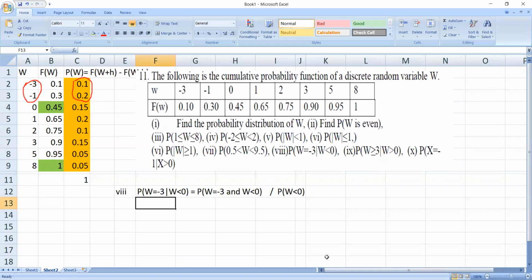Okay. So by using the conditional probability, that is P of A given B is equal to P of A intersection B divided by P of B. So we have written the right hand side. Now you have to just invest some time in thinking and obtaining the probabilities. Now see the numerator in the right hand side. Numerator says W is equal to -3 and W less than 0. So what is the intersection of those two?